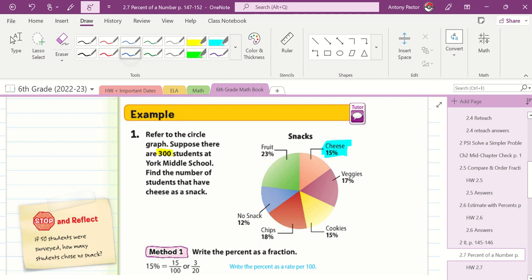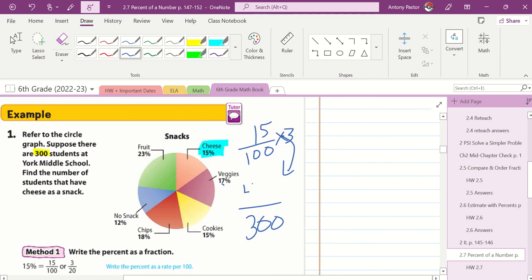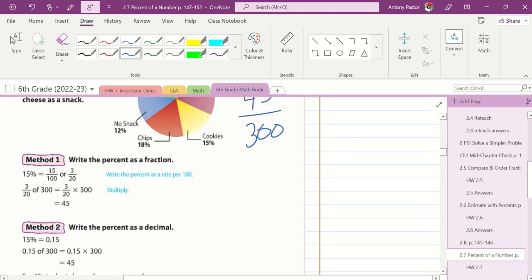You can easily make it 15 out of 100. And then knowing that 300 students were surveyed, you can just multiply these both by 3, which will make this 45 out of 300. 45 students picked cheese. So we did 15 out of 100, or we could have done 3/20ths. If you did 3/20ths of 300, or 3 times 300 divided by 20, which is 45, either way this would have worked.